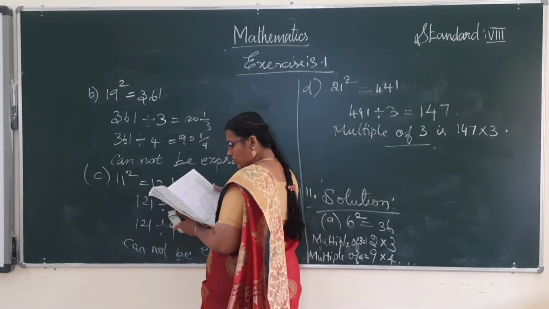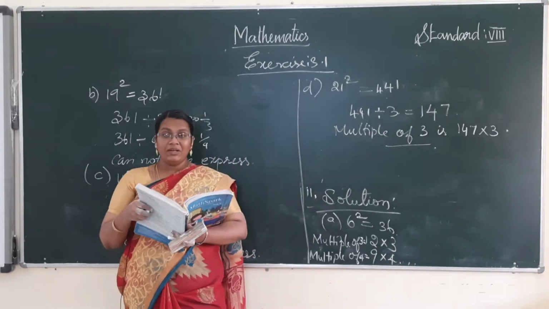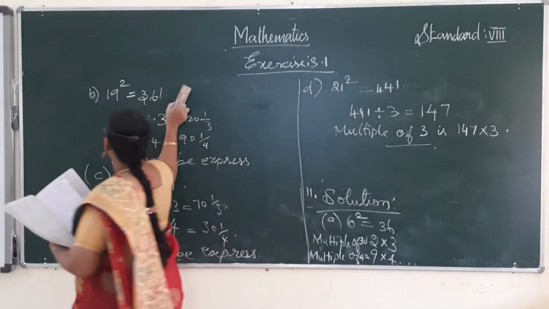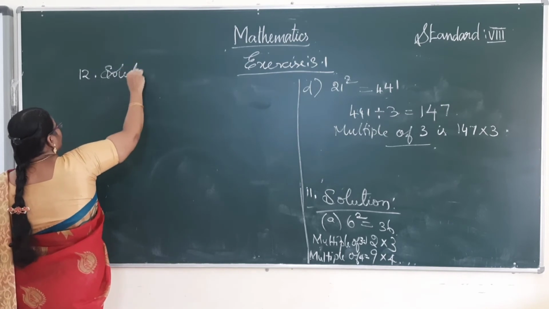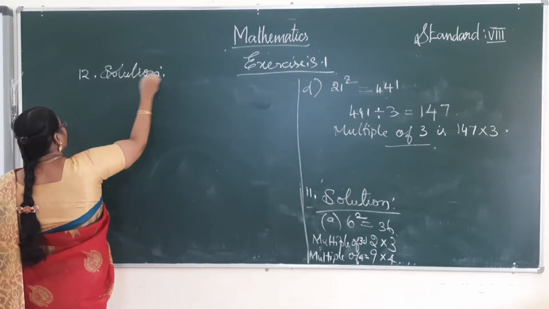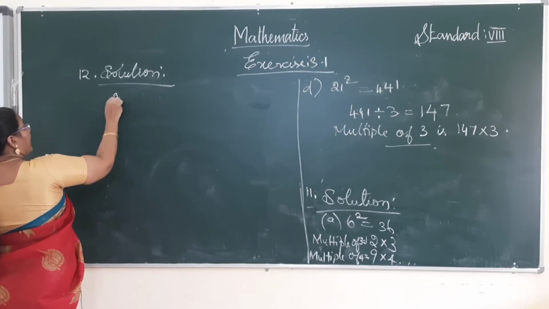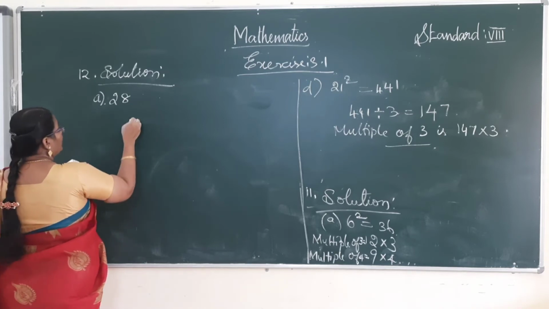Now see the 12th problem. Find the square of the following numbers using the column method. First problem is 28. Column method.